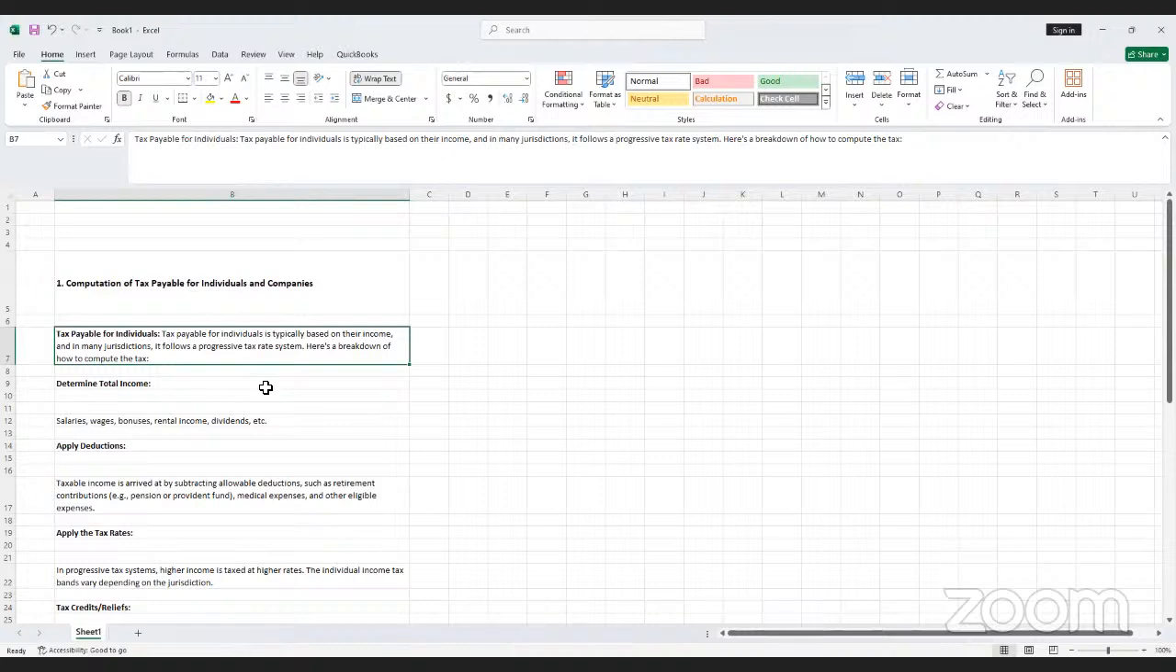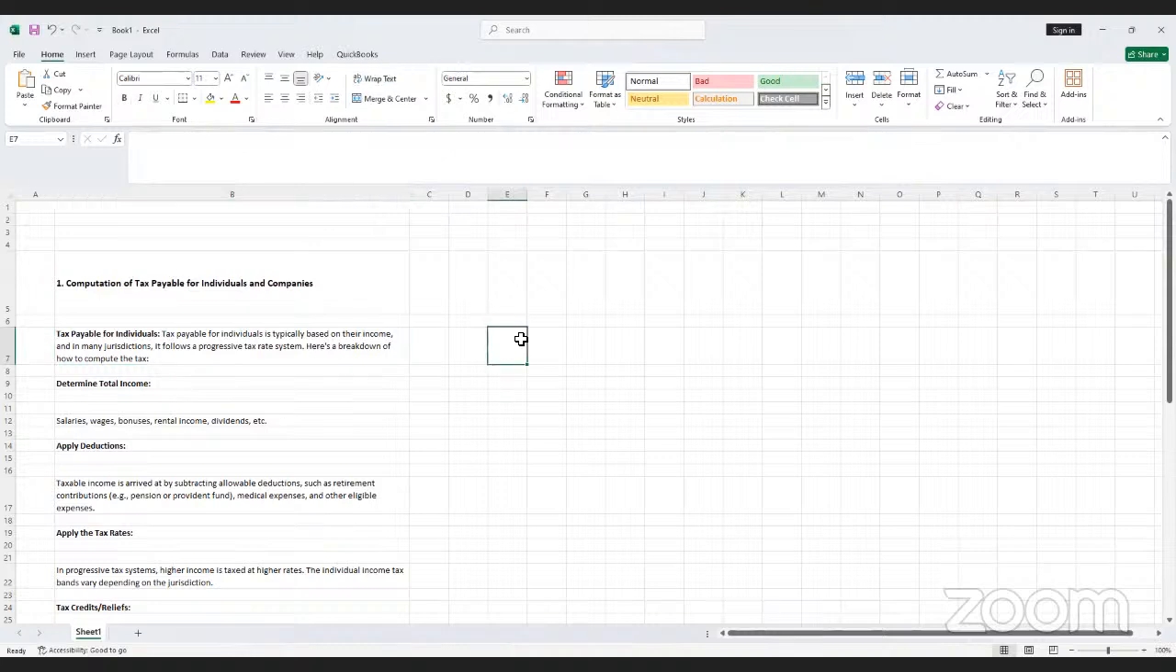And for individuals, the basic taxation approach is you take the basic salary, because we have been told that for the individual you take the basic salary. After the basic salary, you add the benefits. If we have benefits, add the benefits.